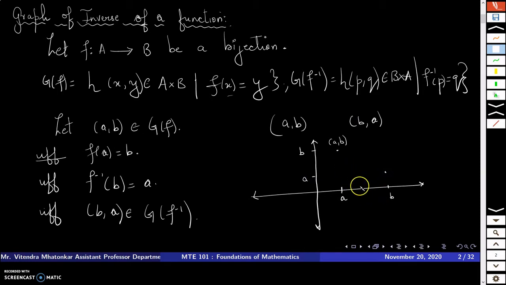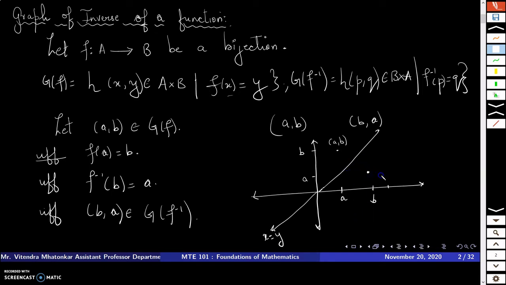My diagrams are not accurate enough. But what is the relation between A comma B and B comma A? This point B comma A will be the mirror image of the point A comma B. Okay, if you look at this line x equal to y, that will be here, then this point B comma A will be the reflection. I'll just make it look like a reflection. So let's say B is here and B comma A will be here.